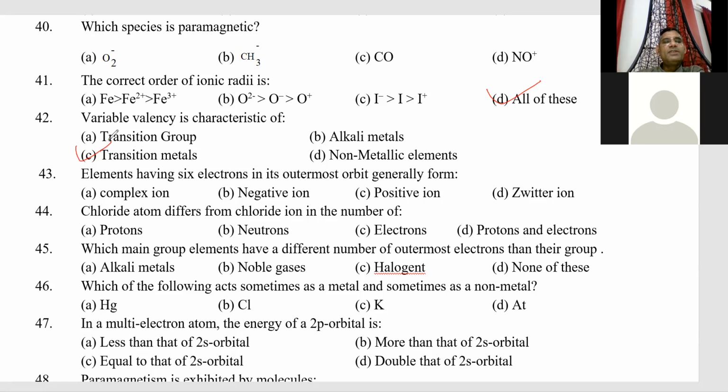Elements having 6 electrons in their outermost shell generally form what? They gain 2 electrons to complete the octet. Since they are gaining electrons, negative charge gets developed on them, and the negative charge keeps increasing. So it will be B: negative ions, like the chloride ion.